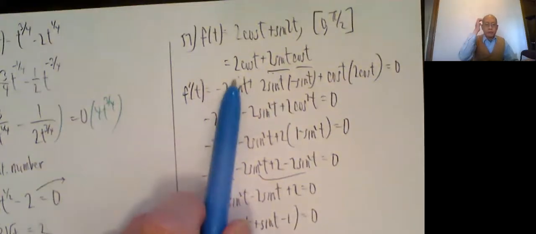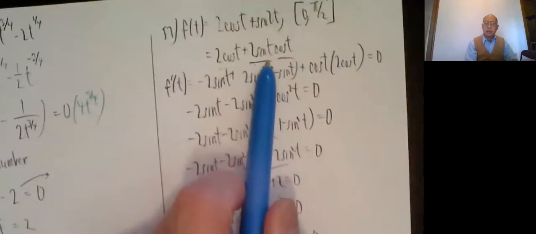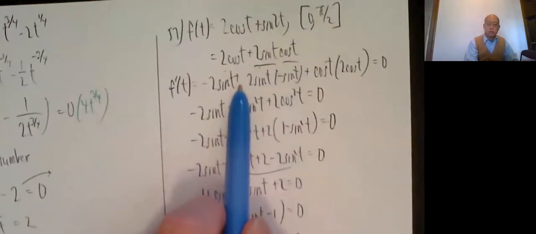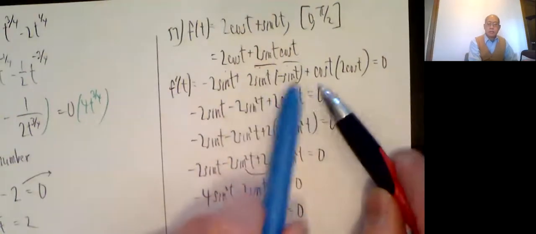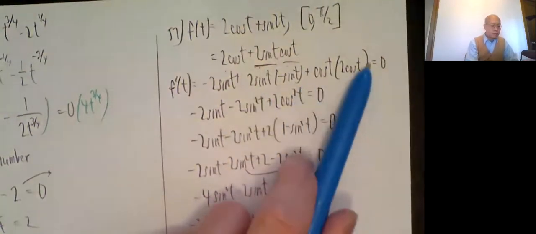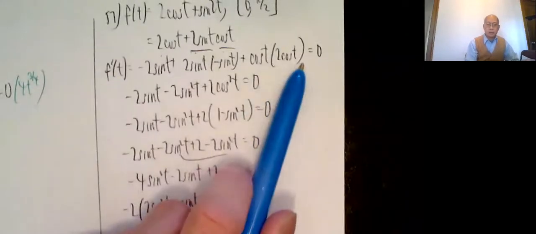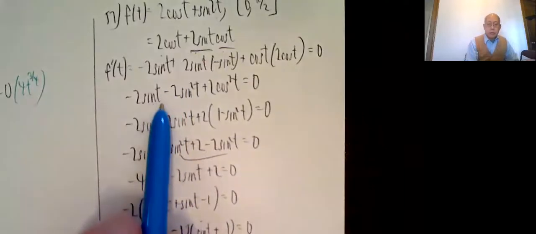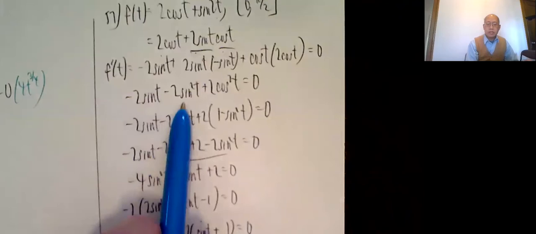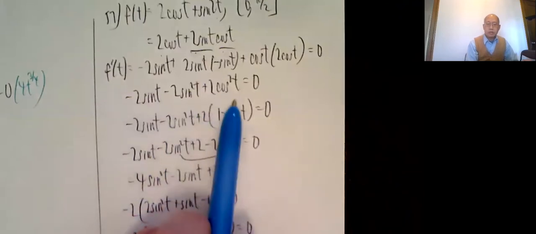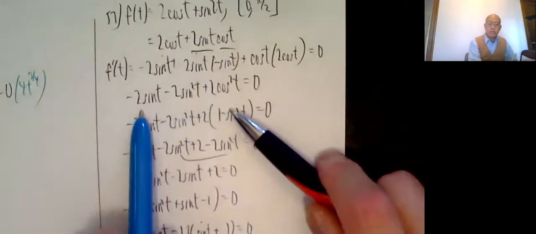Okay, so f prime, the derivative of this, is negative 2 sine t. This looks like it involves the product rule. So 2 sine t first times the derivative of the second, plus the second, cosine t, times the derivative of the first, 2 cosine t. All right, and I set that equal to 0. And so clean it up: negative 2 sine t minus 2 sine squared t plus 2 cosine squared t equals 0.